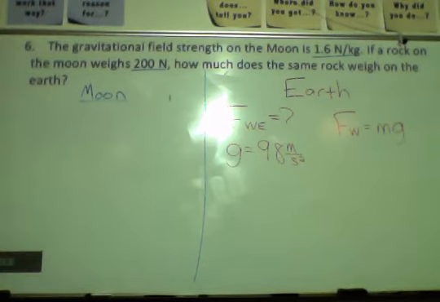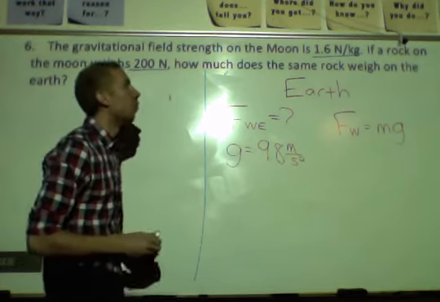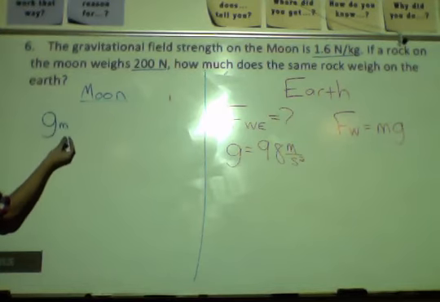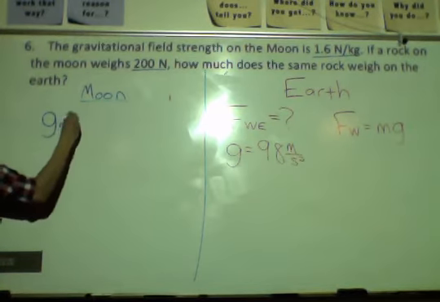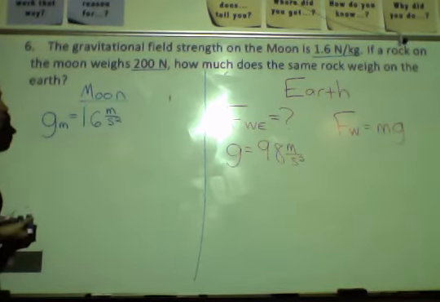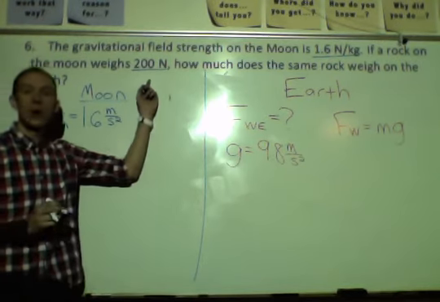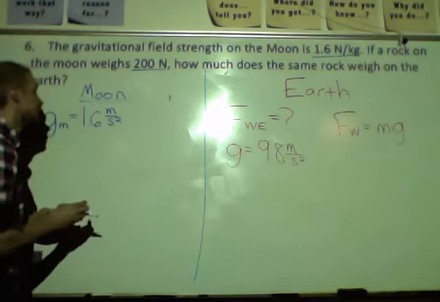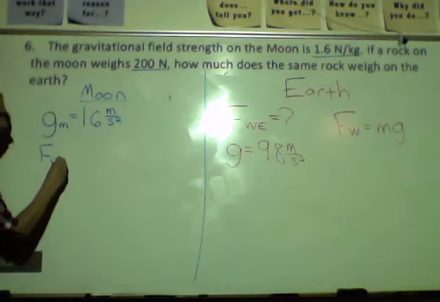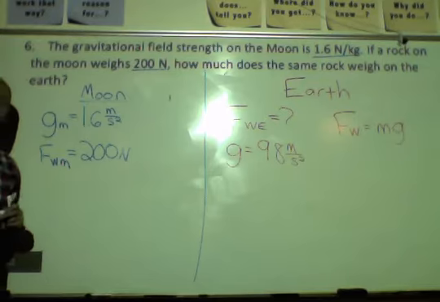In the problem, they told us the moon has a gravitational acceleration of 1.6. So on the moon, g of the moon, put that little m there to remind you, is equal to 1.6 meters per second squared, or newtons per kilogram. We also know that the weight of this rock on the moon is 200 newtons. So weight of the rock on the moon is 200. We need to find mass.